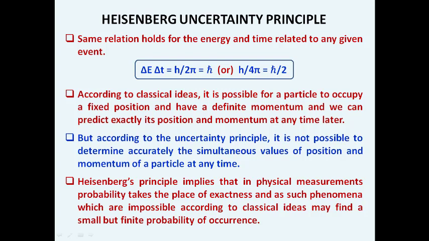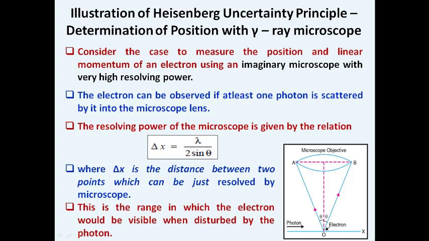So we say Heisenberg's principle implies that in physical measurements, probability takes the place of exactness, and phenomena which are impossible according to classical ideas may have a small but finite probability of occurrence. This is the virtue of Heisenberg's uncertainty principle. Now we start explaining the illustration of the Heisenberg principle in two cases.